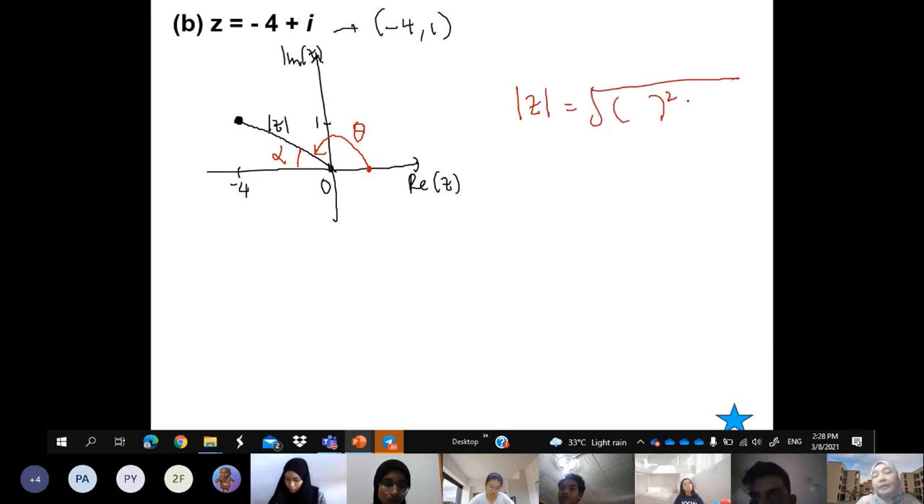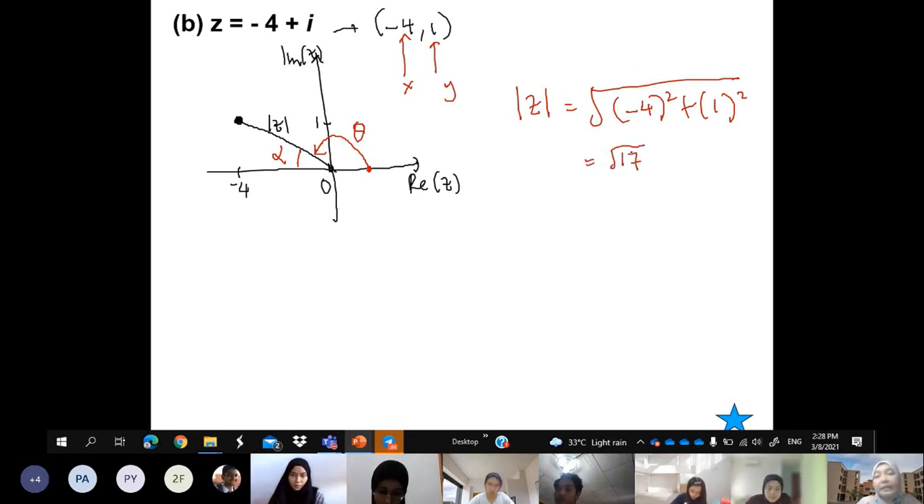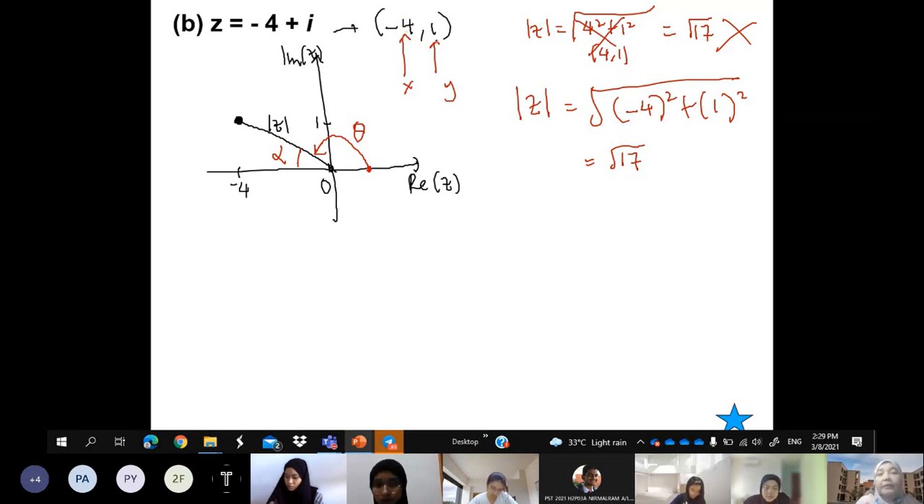Modulus: square root of, then substitute -4 and 1. 16 plus 1 is 17. Can I write it like this, the square root of 4 squared plus 1 squared, and get the same answer, 17? No, this cannot. Why? This is (4, 1), a different direction. You have to substitute the same values for x and for y: (-4) squared plus 1 squared. Can I give the answer in decimal? Yes, but it is better to give it as a surd because it is more accurate.